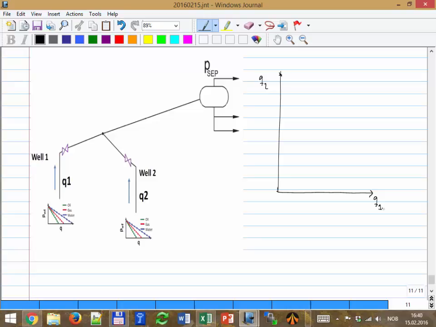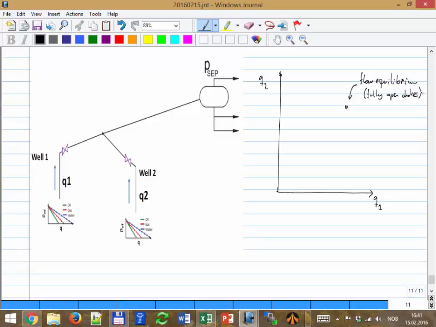Let's first begin with the case of fully open chokes. I have this system, the two chokes are fully open, and I can produce a certain combination of rates that is unique, because this is due to flow equilibrium. So that will be the point of flow equilibrium, with fully open chokes, Q1 and Q2.